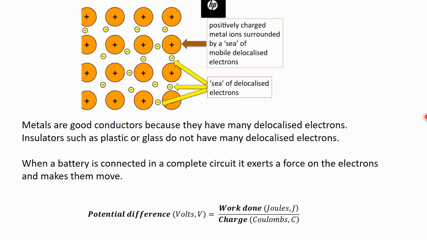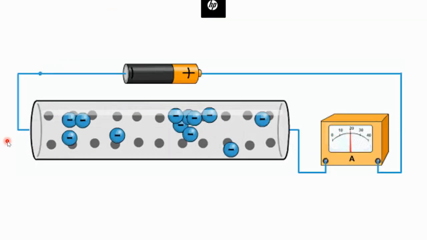So here is a quick summary of 2 key ideas. Firstly, that metals are good conductors because they have many delocalized electrons. Insulators such as plastic or glass do not have many delocalized electrons. When a battery is connected in a complete circuit, it exerts a force on the electrons and makes them move. Okay, we can see that here.